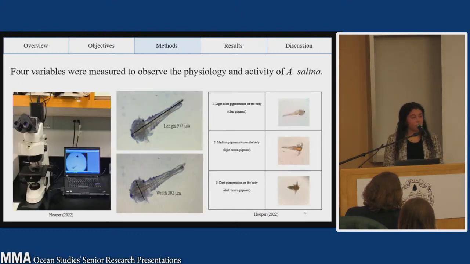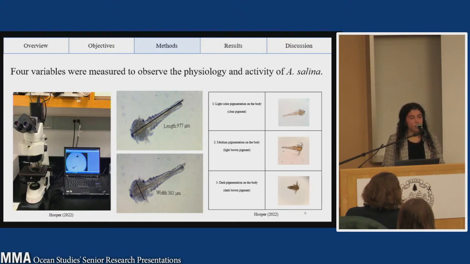Measurements were taken every other day over a 14-day exposure period. This was done using a Nikon Eclipse 50i microscope with a spot digital camera attached to the top and the spot software through the computer. The pictures captured in each image were converted to micrometers through the software. Length was measured from the head to the tail of Artemia salina, and the width was measured using the widest part of the body, which was typically near the head.